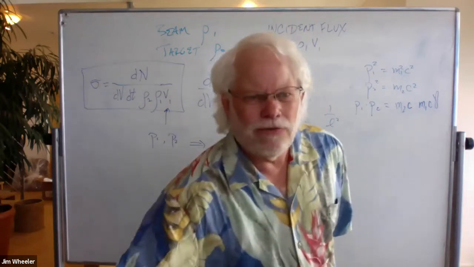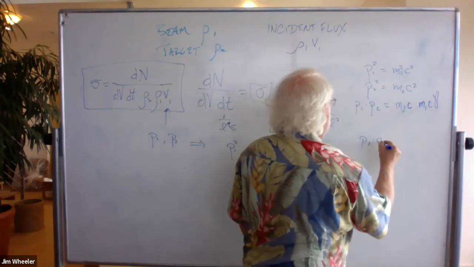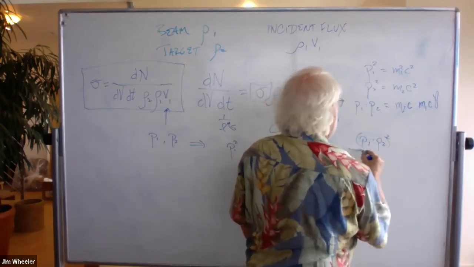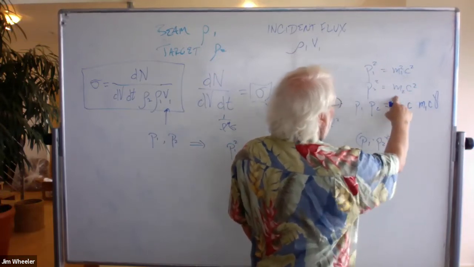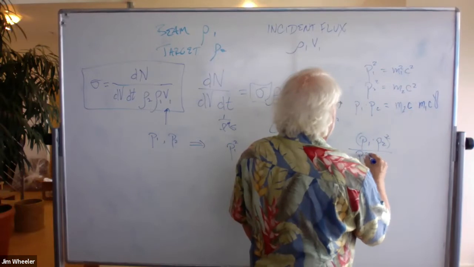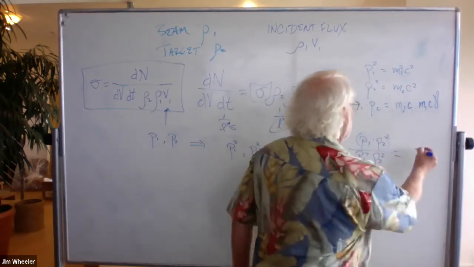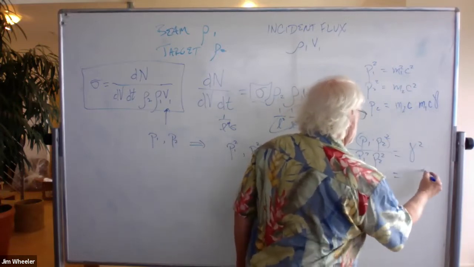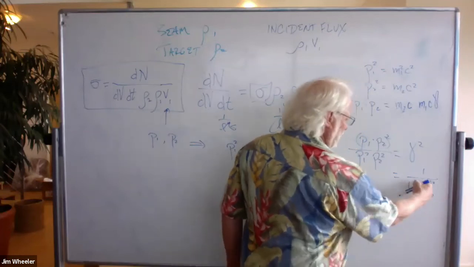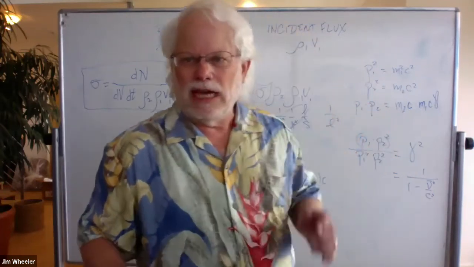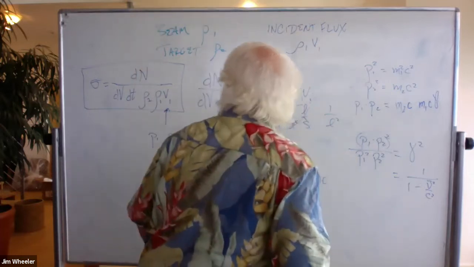So if we take P1 dot P2 squared, then it's going to have an M2 C squared, M1 C squared. So I can divide by these two, P1 squared, P2 squared. And what is that? That's going to be gamma squared, which is 1 over 1 minus v squared over c squared, where that v squared is the thing we're after. We want the magnitude of the velocity. So now we just have to solve this expression for the velocity.